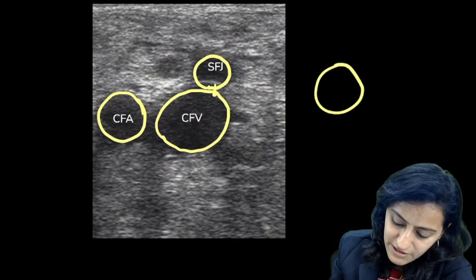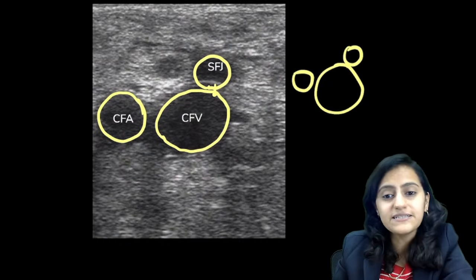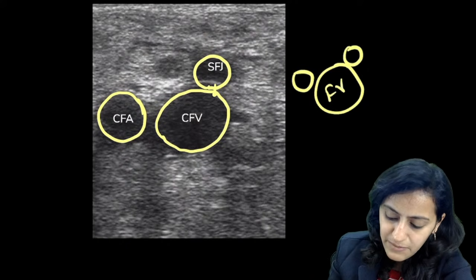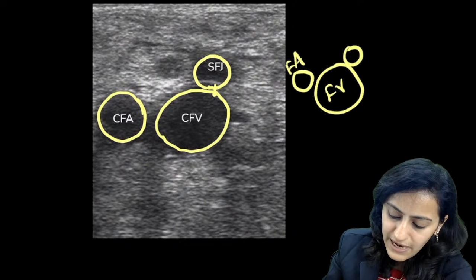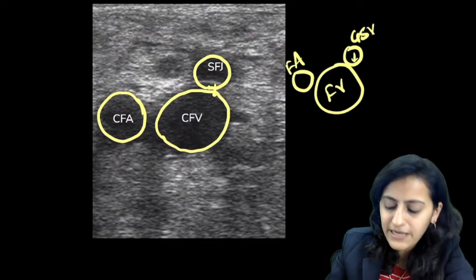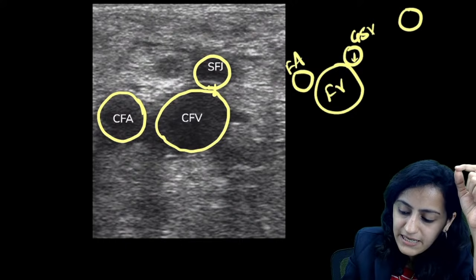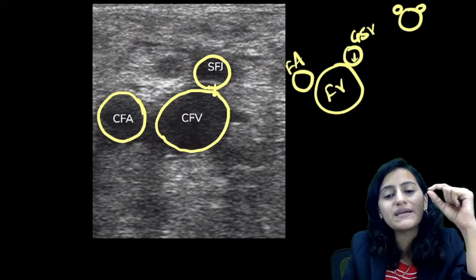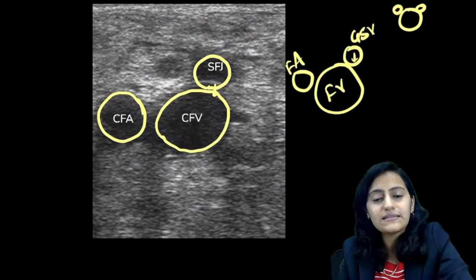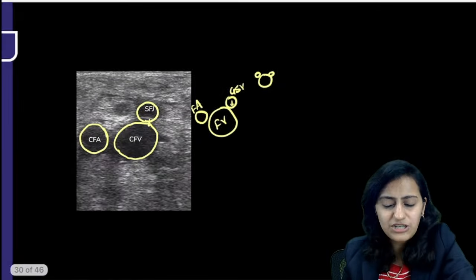So what we have in the Mickey Mouse is basically like this. The bigger one is the femoral vein. Then you have the femoral artery and you have the great saphenous vein draining into the femoral vein. So that gives the Mickey Mouse sign. Okay, that is the Mickey Mouse sign that is seen at the saphenofemoral junction.